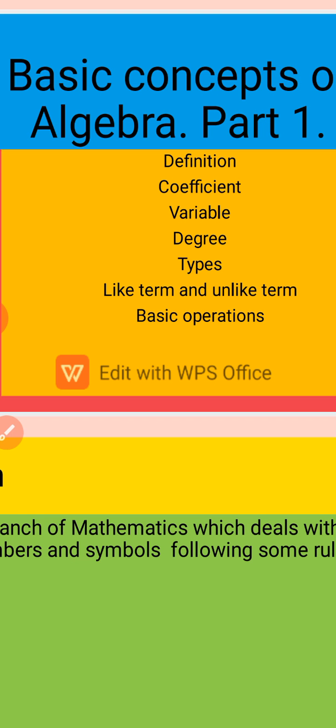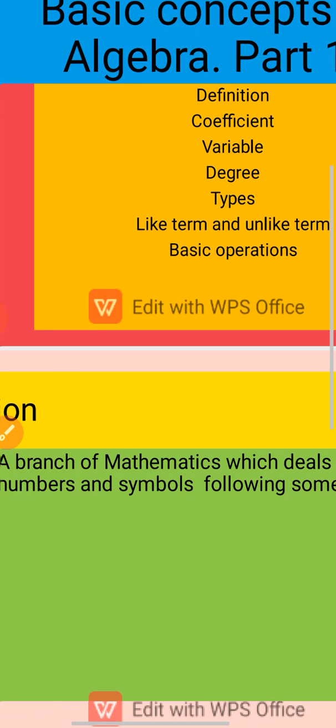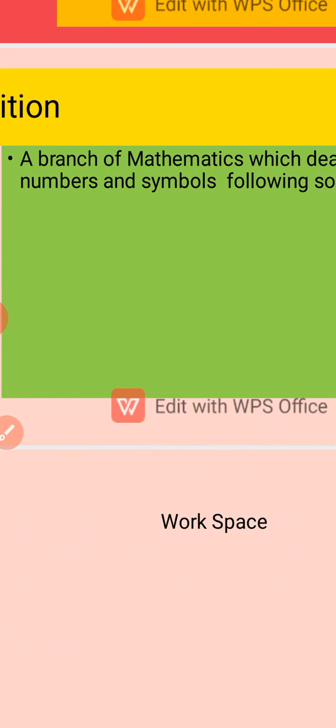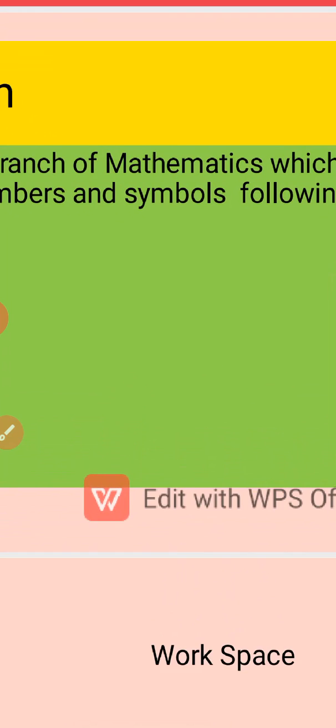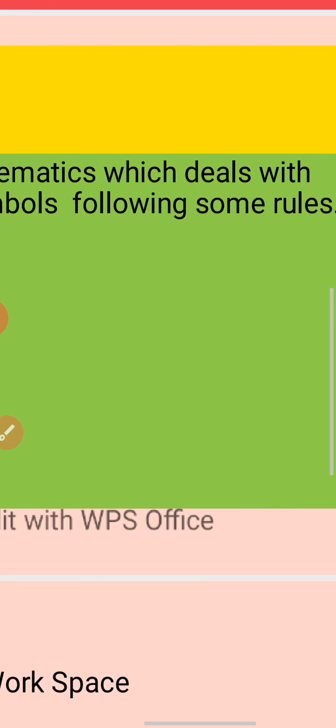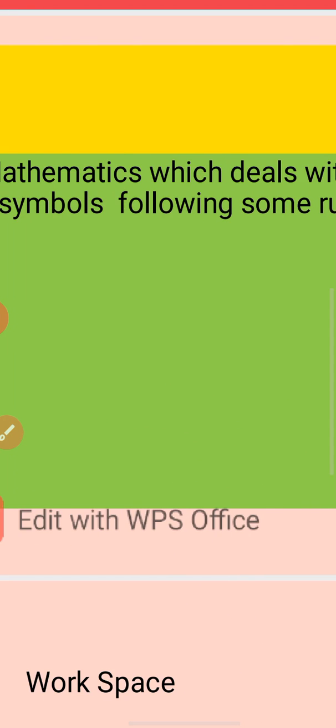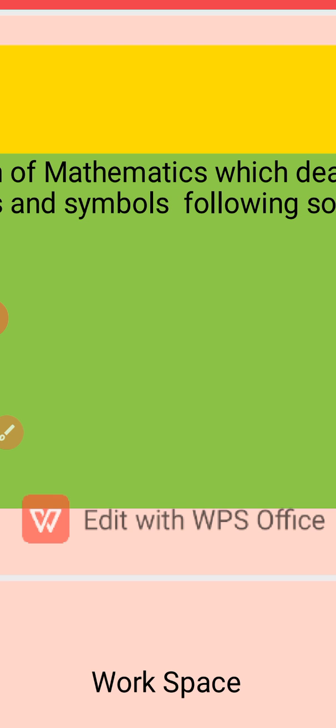Okay, let's start with the definition of algebra. So here the definition is given as a branch of mathematics which deals with numbers and symbols which follow some rules. A branch of mathematics which deals with symbols and numbers following some rules. The symbols and numbers following some rules I will explain by showing an example.